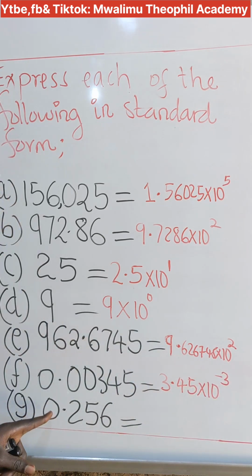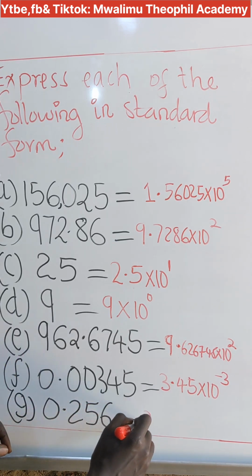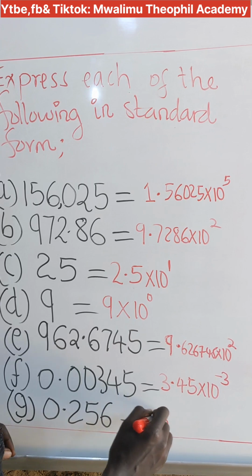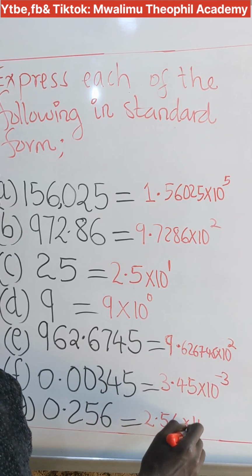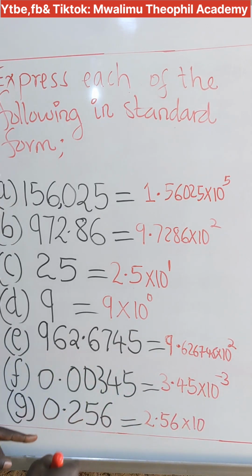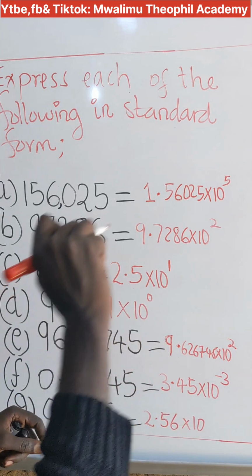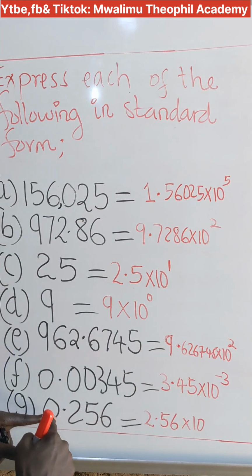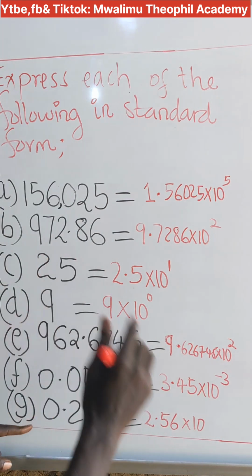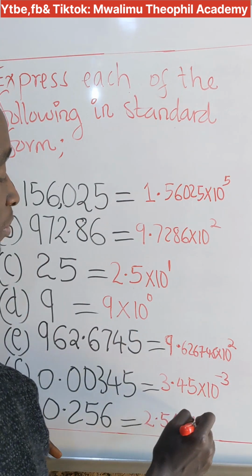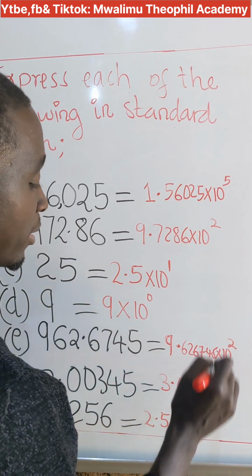The last one we have is 0.256. For 0.256, its standard form will be equal to 2.56 times 10 raised to, as usual, it is less than 1 as it starts with 0 point. Now, we raise by the number of zeros, but expressed in a negative form. So, the number of zeros here is only a single zero. Now, it is 2.56 times 10 raised to negative 1.